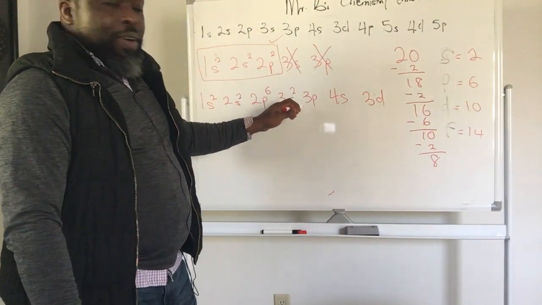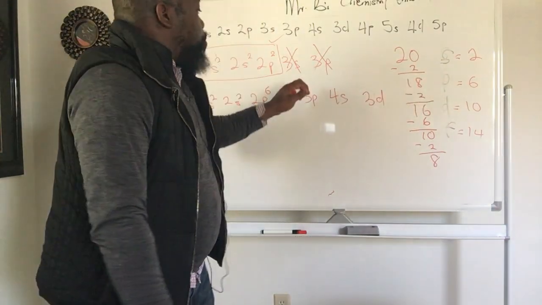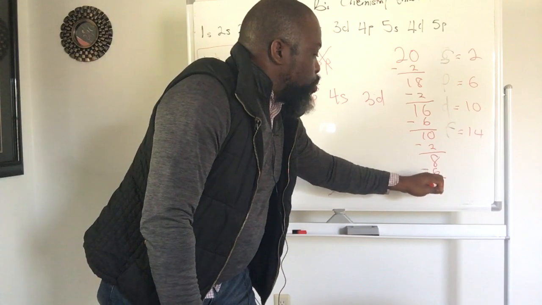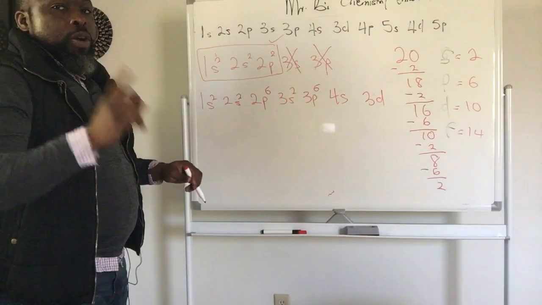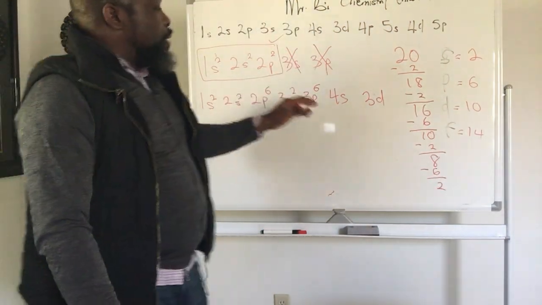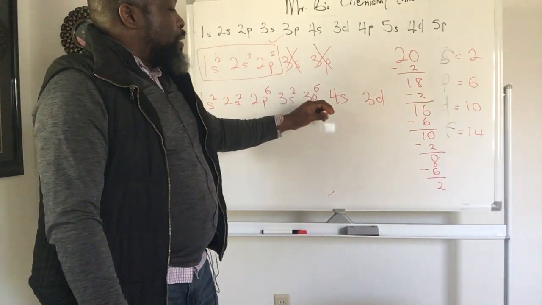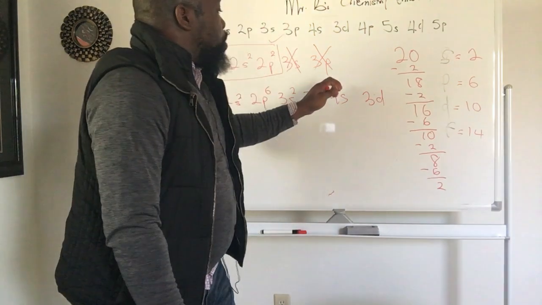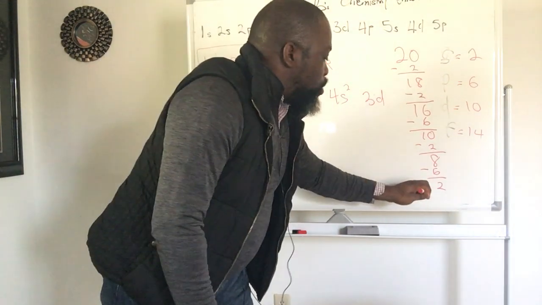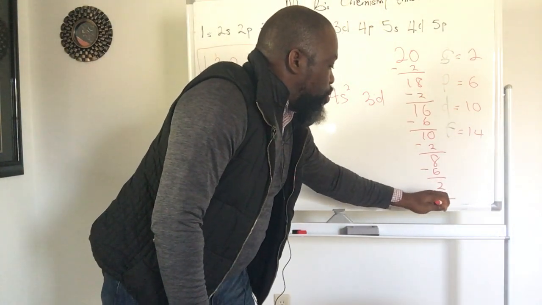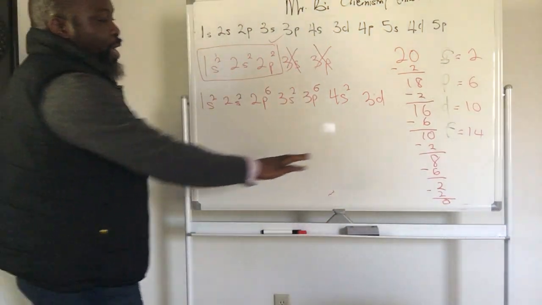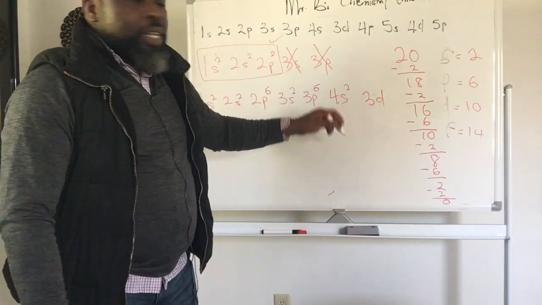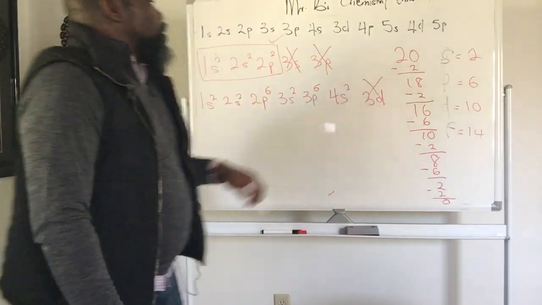It's 3p, right? P can have 6, right? So put 6 here. We'll take 6 from 8, so we have 2 left. Remember, we keep on going until we get to 0. So luckily, the next one is going to be 4s. S can have a maximum of 2, and we have 2. So we're going to put 2 here, and we'll take 2 from here. So we have 0 electrons left. So we end up not using the 3d. So we're going to cancel the 3d, right?